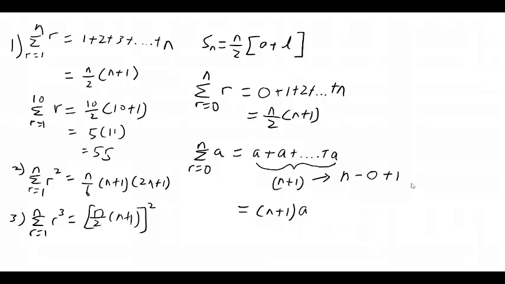Understand? Compared to if I start from 1: if I want to sum up a constant a, the answer is a times n. Remember, you just take a times the number of terms. In this case, there are n terms. But when you start from 0, now there are n plus 1 terms. So if I want to make it start from 0, you must be very, very careful.